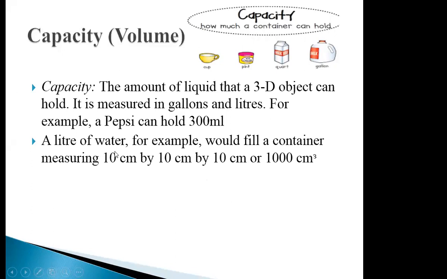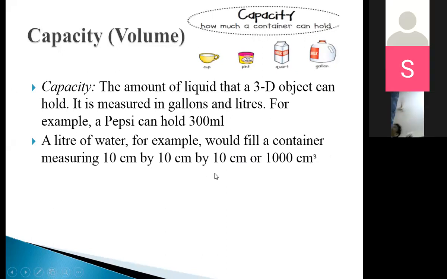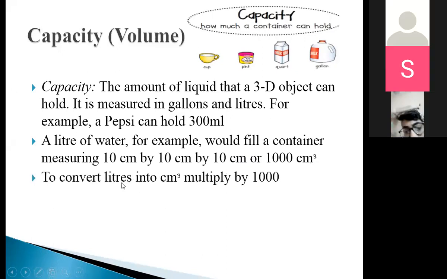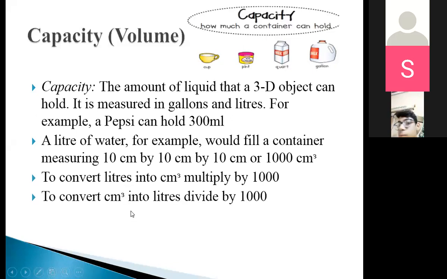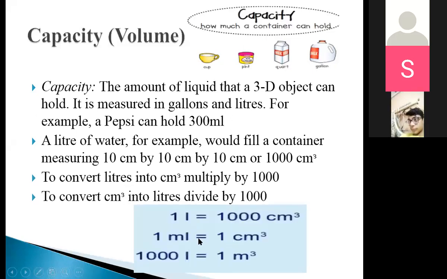A liter of water, for example. The amount of capacity of a container is how much liquid it can hold. So a liter of water would fill a container measuring 10 by 10 by 10 centimeters, or 1000 cubic centimeters. Now these are the conversions that you need to use in question number 3 onwards. To convert liters into cubic centimeters, you always multiply by 1000.